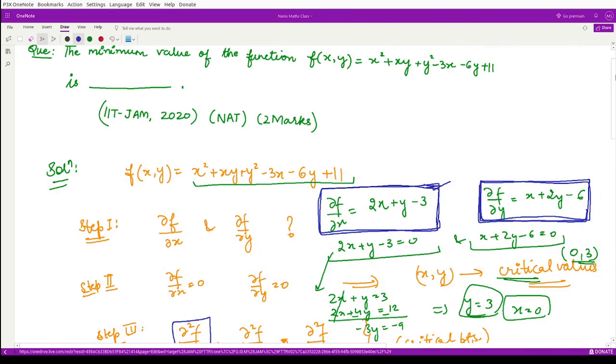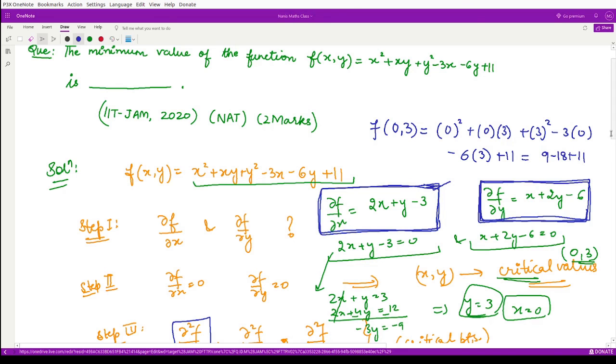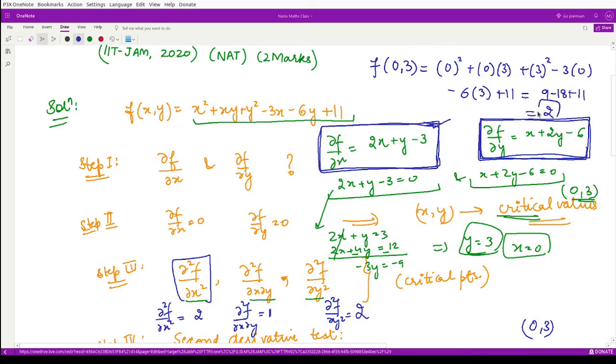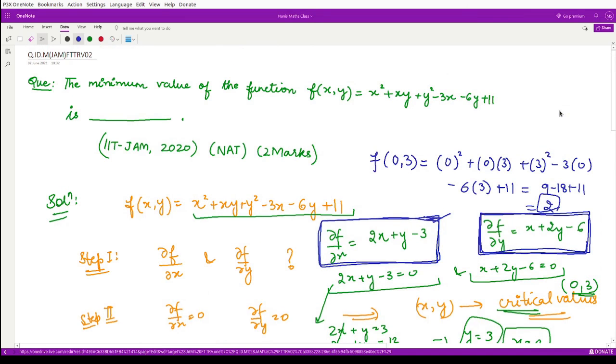In the question, they are asking for the minimum value of this function. So we'll calculate the minimum value by substituting this point into the given function. Instead of x, we will write 0, and instead of y, we will write 3. So you have 0 plus 9, minus 3 into 0, minus 6 into 3, plus 11. So it is 9 minus 18 plus 11, and the value here is equal to 2. So the minimum value of the function that you obtained is equal to 2, and that is your answer. So you write the answer here as 2.